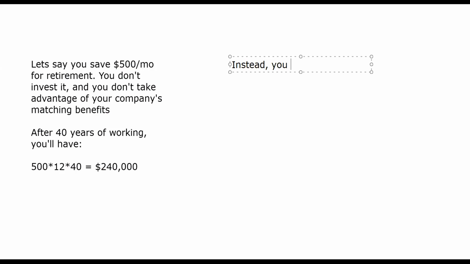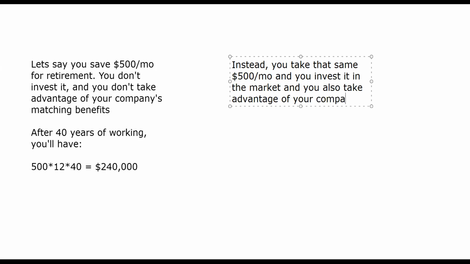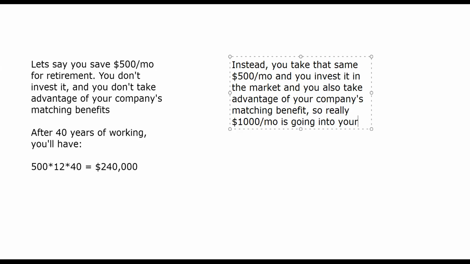Let's say instead you take that same $500 per month. In other words, you are making no difference in the amount that you're saving each month. You're not having to change your lifestyle at all in this second case, but you just make two different decisions with it. You take that same $500 a month and you invest it in the market, and you also take advantage of your company's matching benefit.